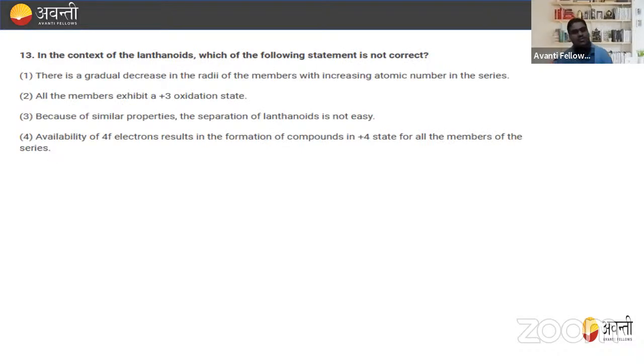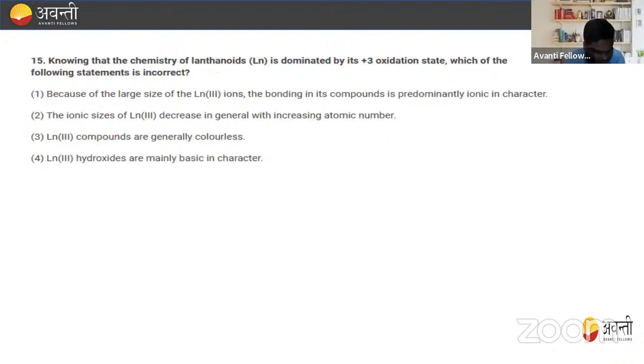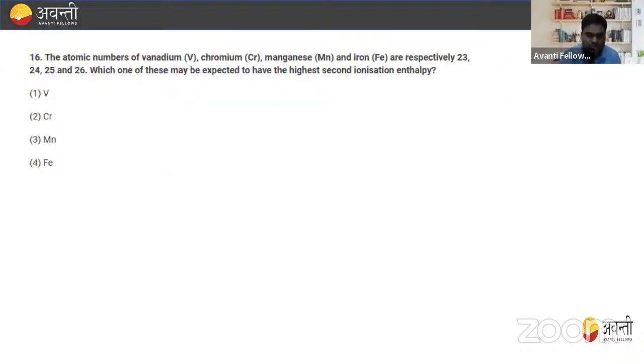Now, in the context of the lanthanoids, which of the following statements is not correct? That is, availability of 4f electrons results in the formation of compounds in the +4 state for all the members. So this will be not correct. I hope this is clear to you. Good. Now, the chemistry of lanthanoids is dominated by the +3 oxidation state. Which of the following statements is incorrect? That Ln+3 compounds are generally colorless. This statement is wrong. Ln+3 compounds are colored in nature, not colorless. So this is absolutely wrong, right?